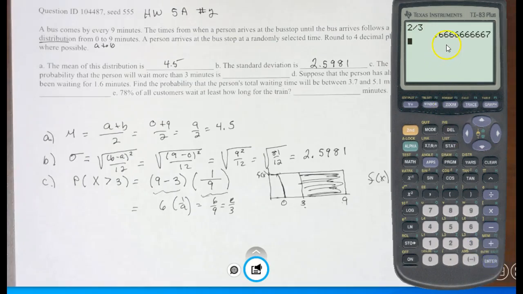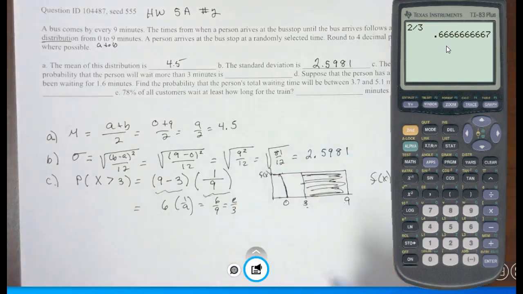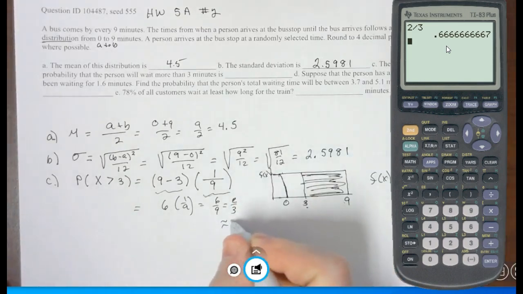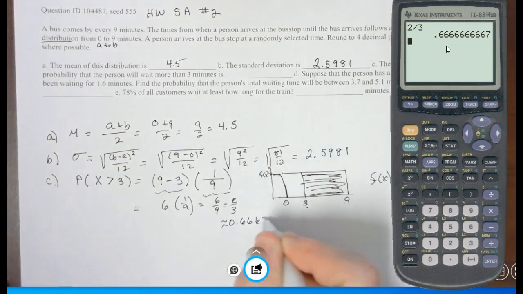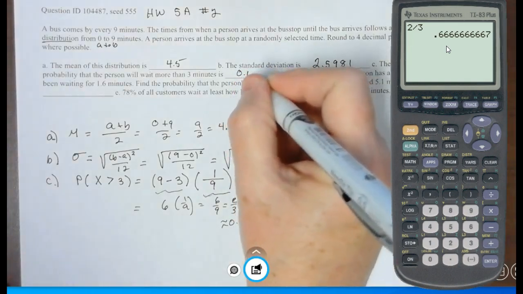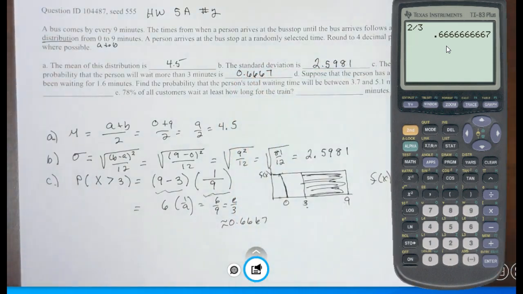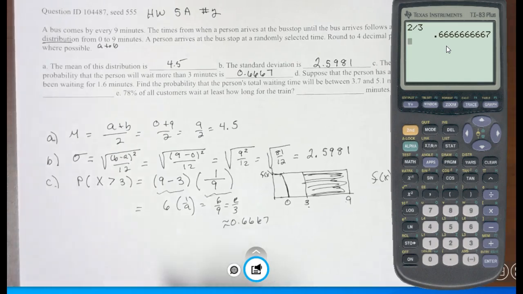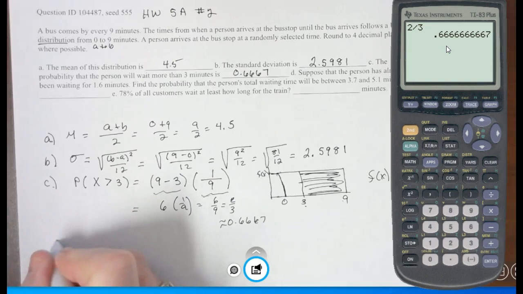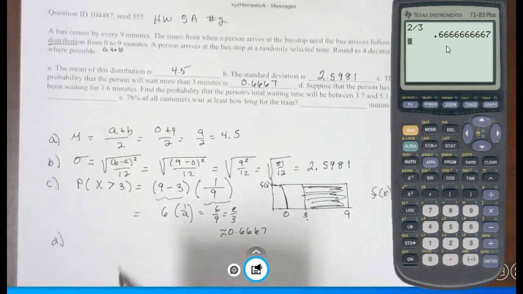And we get 0.6666667. Again, round to 4 decimal places. So it's going to be approximately 0.6667. So that's the probability of more than 3 minutes. All right, let's look at D.